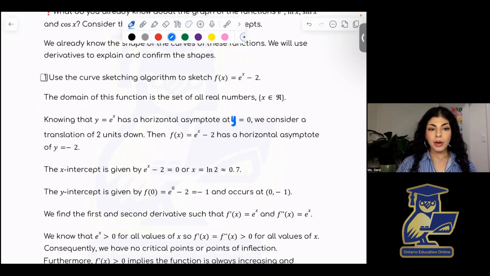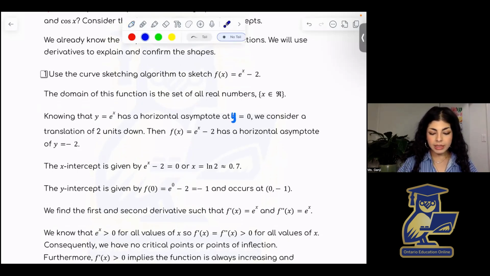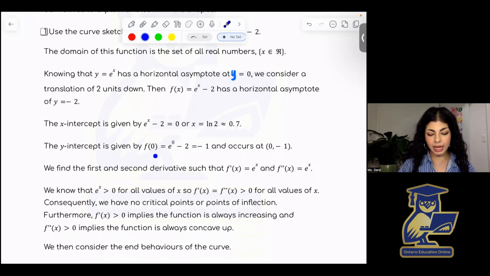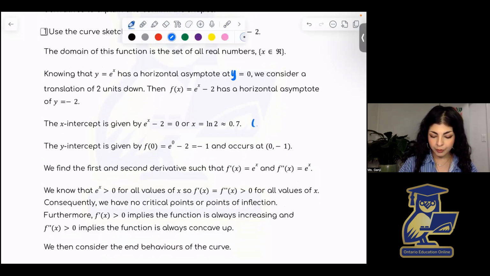Okay, now the x-intercept here is given by e to the power of x minus 2 is equal to 0, which just solving here, we get that x is equal to the natural log of 2, which is approximately 0.7. So again, remember, we are working with approximate values, so 1 decimal point will be fine here. And the y-intercept, if we let x equal 0, then we get e to the power of 0, which is 1, and 1 minus 2 is negative 1. So our y-intercept occurs at (0, negative 1), and then the x-intercept is also (0.7, 0).